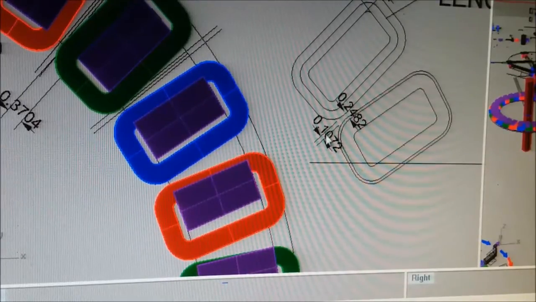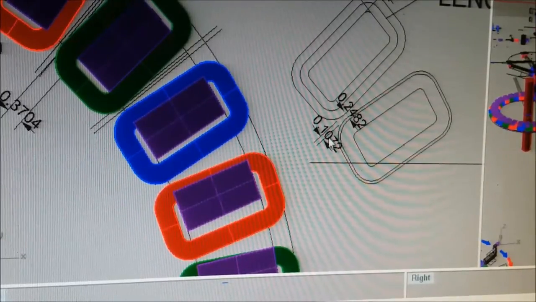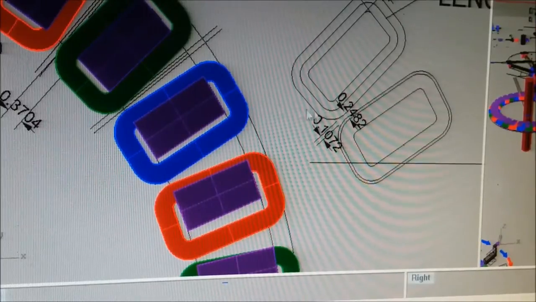In this case, we have over here, it's on the screen. I wonder if what I've been doing was on the screen. Yeah, it's on the screen.